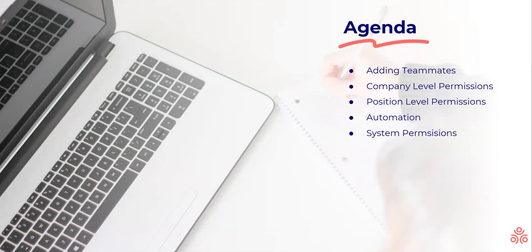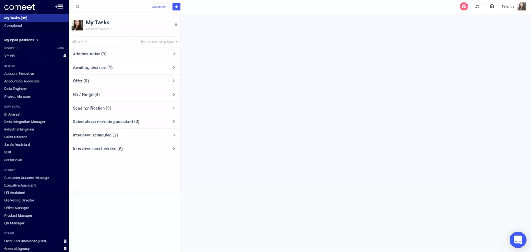Today we're going to cover the following topics: how to add teammates, company level permissions, position level permissions, and two additional settings: automation and system permissions.